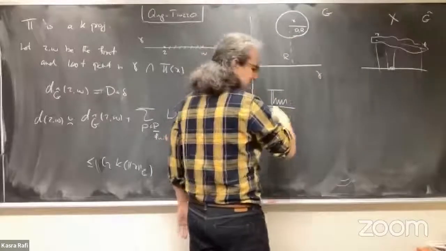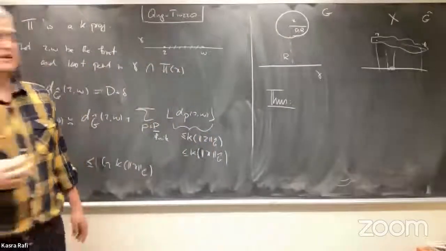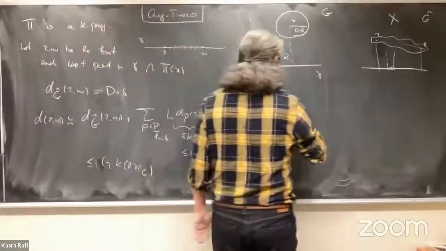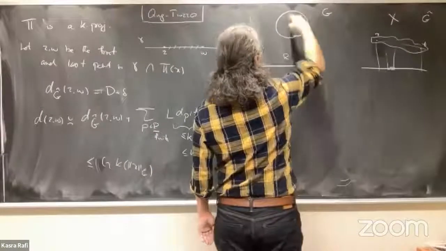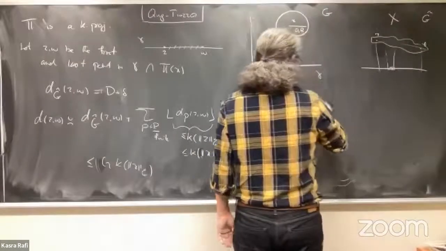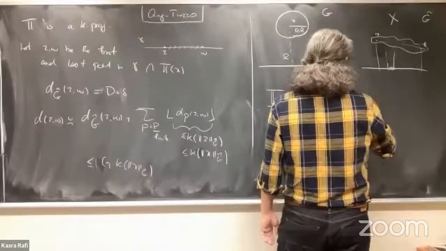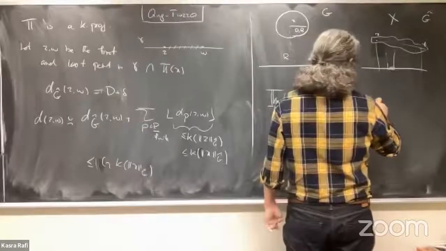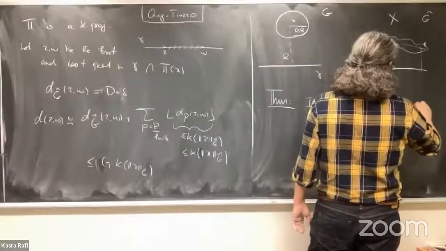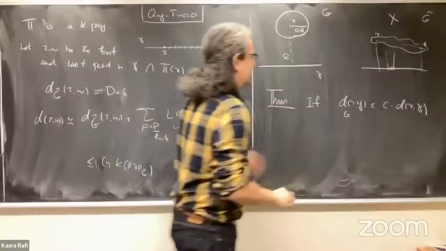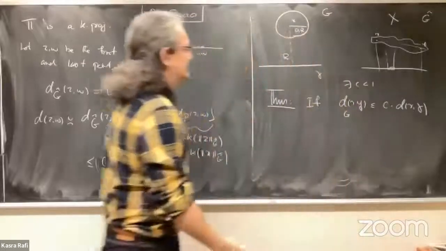Okay, and this theorem also has precedent. There are various versions of it in the literature. I think the ideas go back to Minsky. So what I want to say is exactly that. If I pick a ball, the distance between X and Y in G is less than or equal to some C times the distance between X and gamma. So there exists a constant C less than 1, such that this is true.